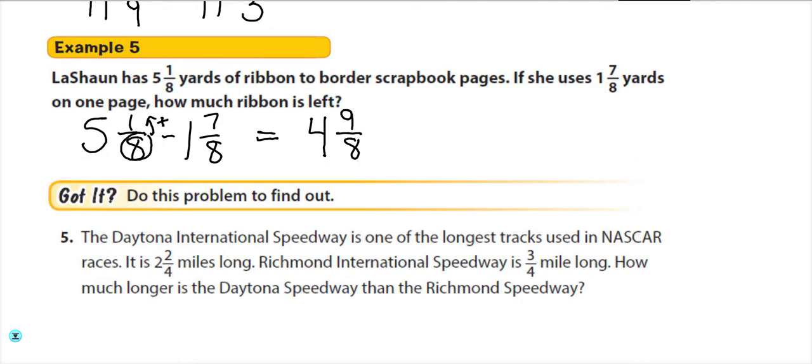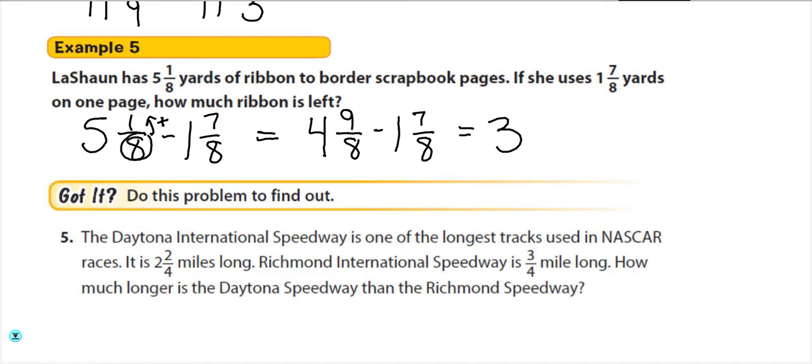And when I borrowed 1 whole, I didn't borrow 1 piece. I borrowed 8 pieces. So instead of 1 piece, I now have 9 pieces. Okay? Now we're going to subtract 1 7/8. All right, so let's try this. So we have 4 minus 1. Now I can do that. That's 3. Got that taken care of.